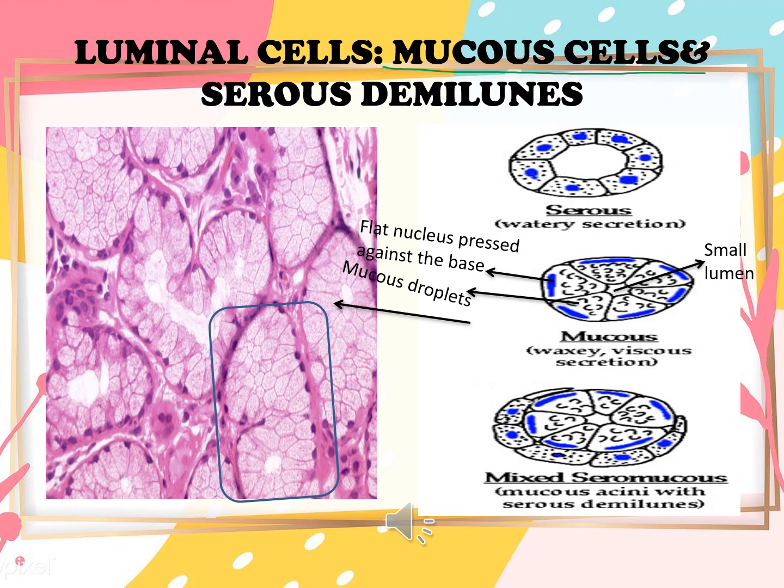Like the zymogen granules in the serous cells were released into the lumen through exocytosis, the mucus droplets are also released from the mucus acini, but not by exocytosis. The process here is different. These mucus droplets present inside the cell will fuse with the cell membrane of the mucus acini. Then they will get fragmented. They will be broken into smaller pieces and then expelled out into the lumen.